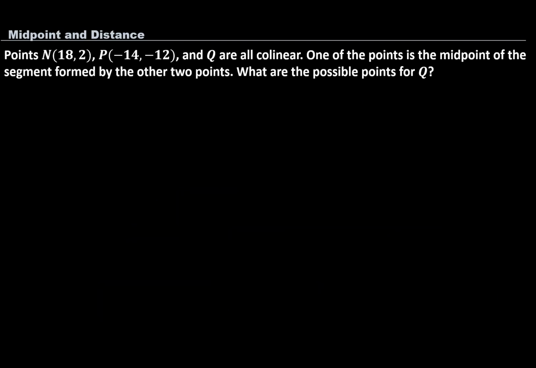Points N at 18, 2, P at -14, -12, and Q, which is unknown, are all collinear. And again, collinear means that they are on the same line together. One of the points, so we don't know which one, we have 3 options, is the midpoint of the segment that is formed by the other 2 points. So 3 points, one of them is unknown, and one of those points, either N, P, or Q, is the midpoint, and the other 2 points are the endpoints.